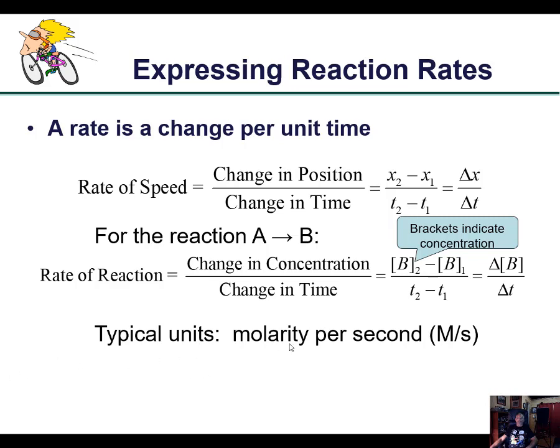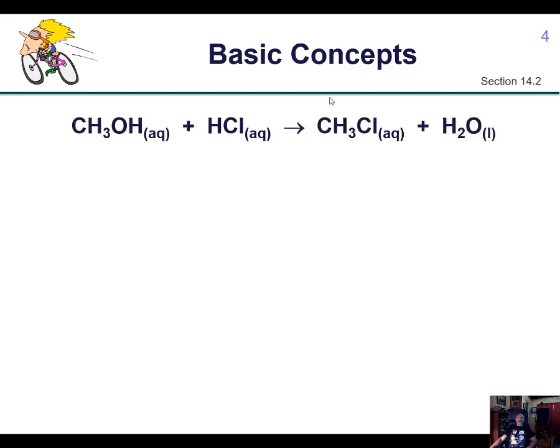Typical units will be in molarity per second. It could be different. You could see molarity per hour. You could see a concentration unit expressed differently than molarity. We may get to that. But then time in the bottom. And always remember that when you're expressing a rate, the unit of time in the denominator is 1 unit of that particular time. So this is molarity per 1 second. Okay? All right. So basic concepts.